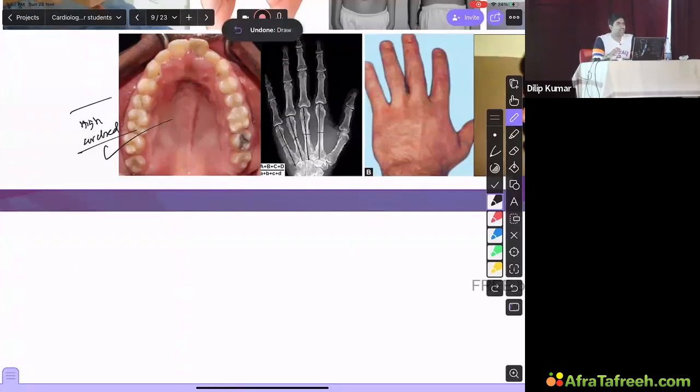So what is high arch palate? It's just a very narrow and very deep arch. That's called high arch palate. As you can see, it's very deep. You can see it's opening like a pit actually inside.